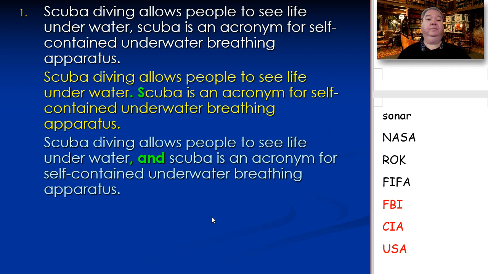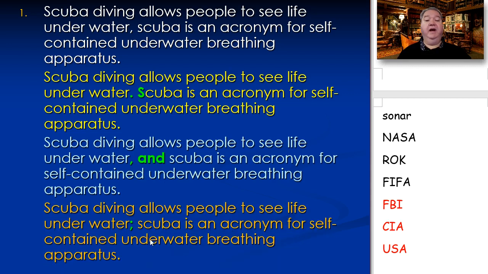Or we can use a semicolon. Scuba diving allows people to see life underwater; SCUBA is an acronym for self-contained underwater breathing apparatus. So, when we use the semicolon, we do not need a conjunction here, and we use a lowercase letter. The only time we need to change to an uppercase letter is when we use a period, because we're starting a new sentence here. So this word has to be capitalized.